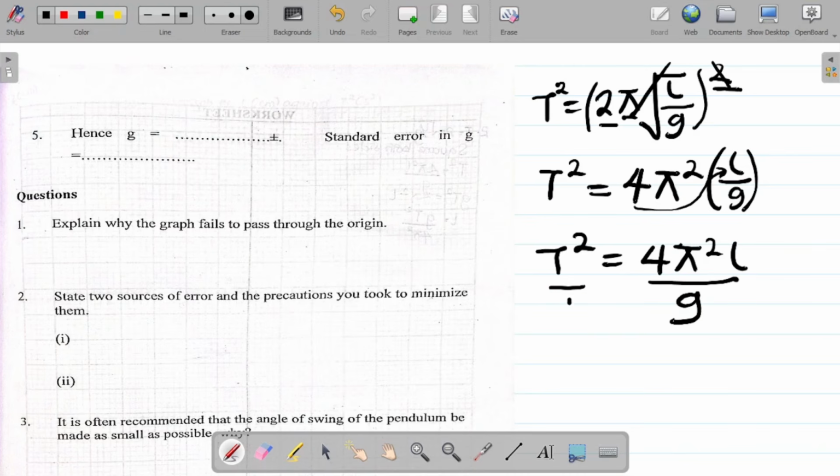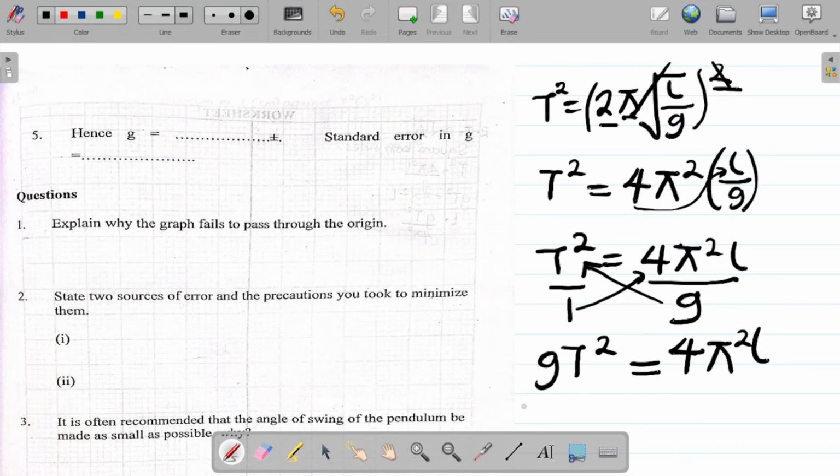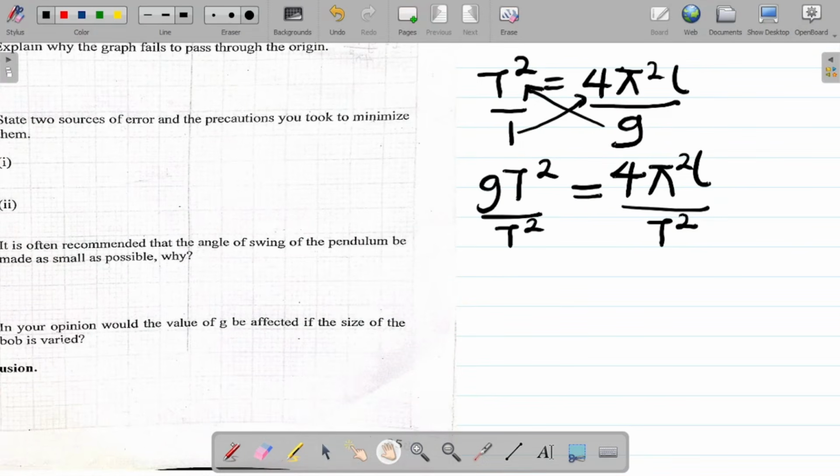Of course, cross multiply, G times this and then this times this. So it becomes G T squared, that's G times T squared is equal to 1 times 4 pi squared L, which gives you 4 pi squared L. To get G, I'll divide here by T squared, divide here by T squared. So what do we observe? First things first, T squared cancels T squared.